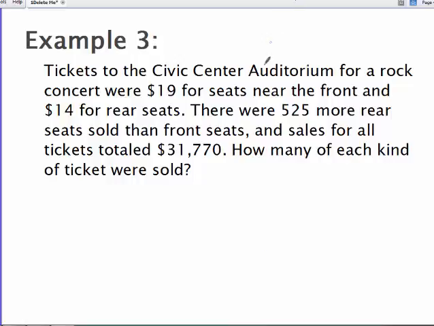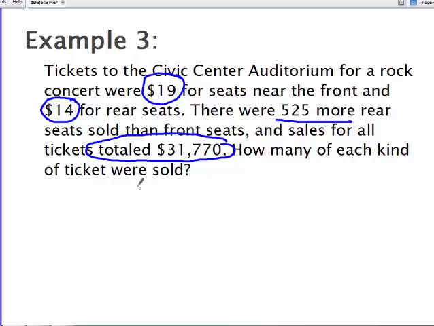All right, we read through the problem. Now let's start to pick out the important information. We have a value of money here, another value of money, something about 525 more, and we have our favorite word, total. So what are we totaling here in this 31,770? Well, we are totaling the rear seats plus the front seats.